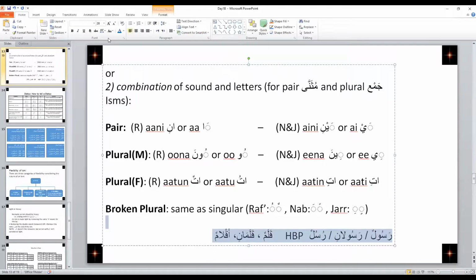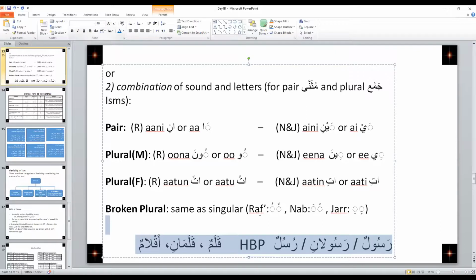So the way it is looking now, you can see clearly that the plural form looks more like a singular, but it is broken. For instance, here is kalamun and kalam, and then the ani for the pair. But when it came to the plural, a hamza is invented, brought in, and then another mud alif is put in front of the lam. That's why it is called taksir or mukassar. That means the singular form of the word is broken.